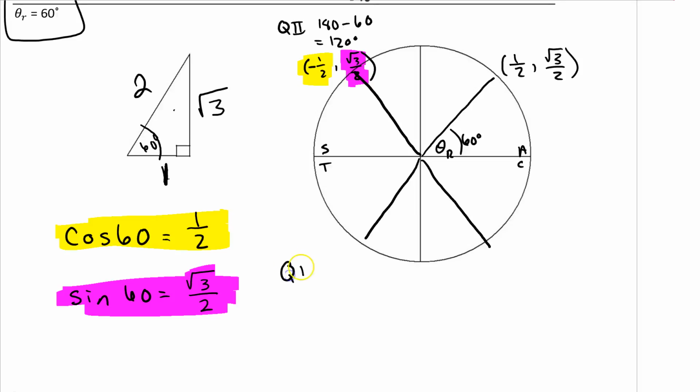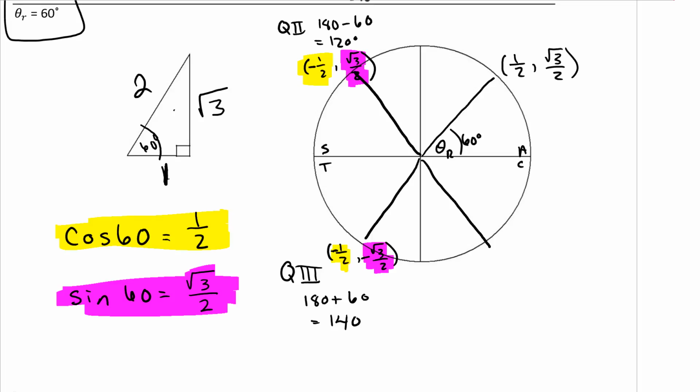In quadrant 3, we have 180 plus 60, so that becomes 240. We know the number bits are going to be 1/2 comma root 3 over 2, but only tan is positive, so both sine and cosine are going to be negative. Negative, stay. And our sine.